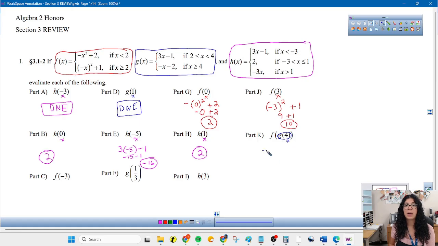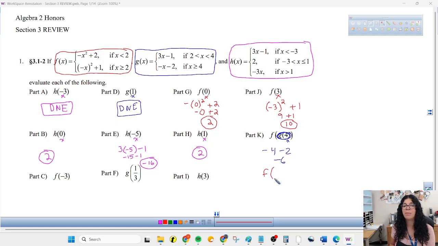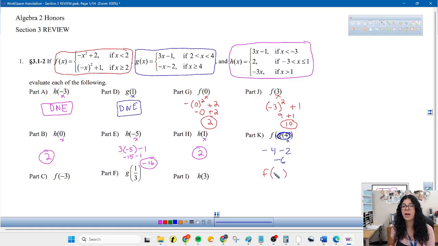So I'm going to plug in 4, so it's going to be negative 4 minus 2, which is negative 6. So g of 4 gives us negative 6. So now I'm going to plug into f. I'm plugging in that negative 6 that I just found from g. So I'm finding f of negative 6 now.